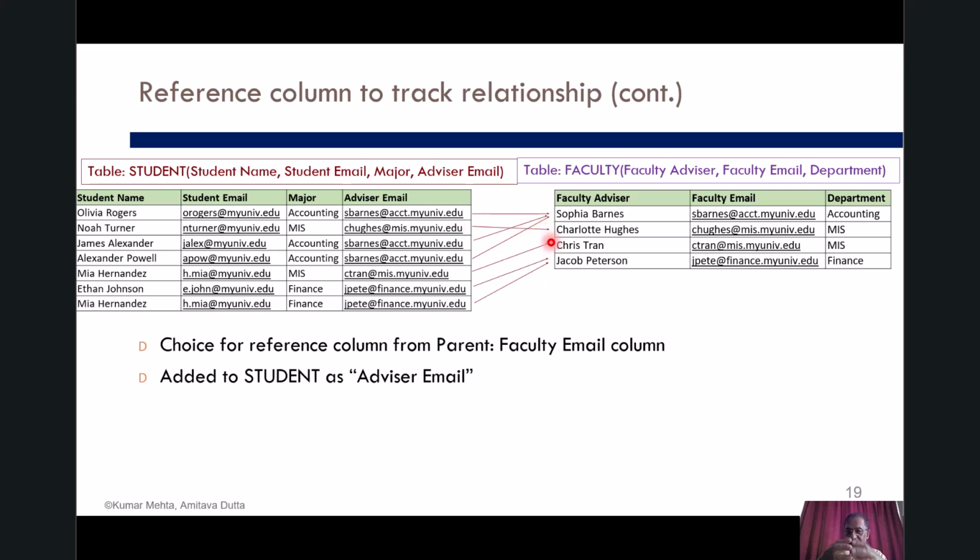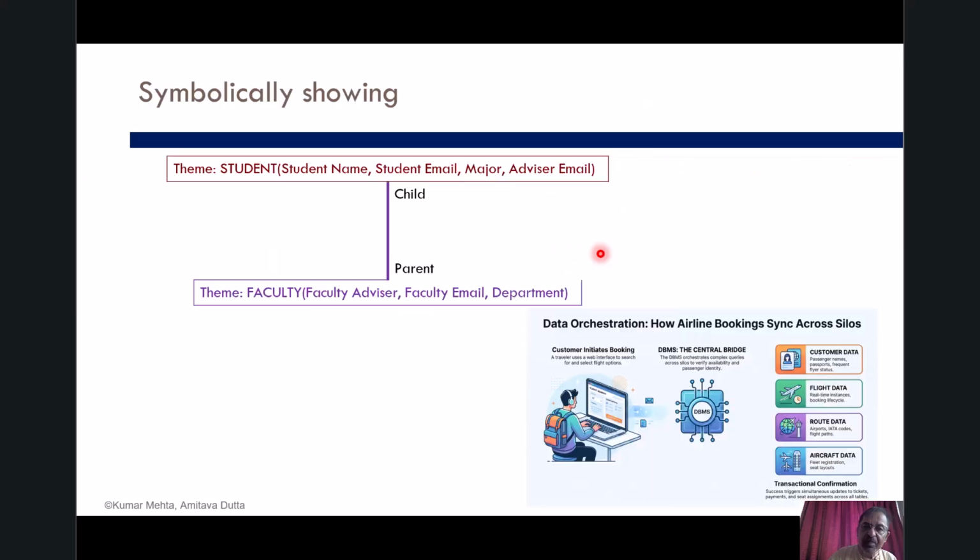This is how we put Humpty Dumpty back together again. Even though I broke up that one big list into smaller lists to take care of anomalies, I need to be able to put the relationship back. I can't lose the relationship between advisor and student in the process of breaking up those two themes. Okay, so I hope you get the idea of what a reference column is and how it is used to capture the relationship between parent and child themes.